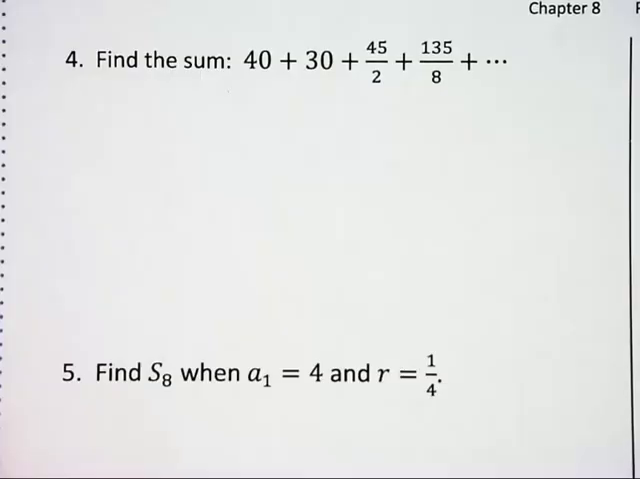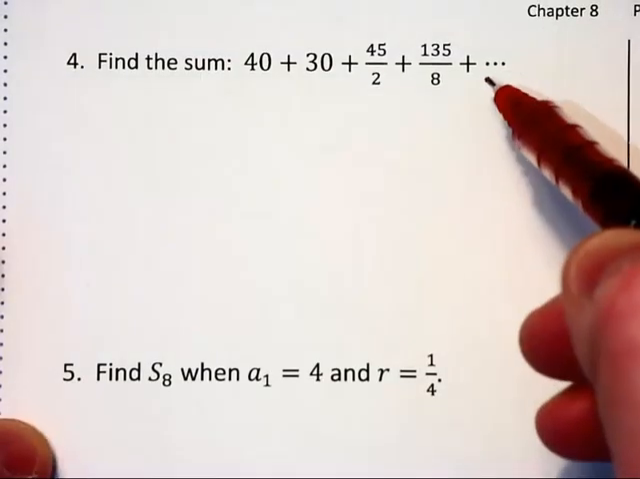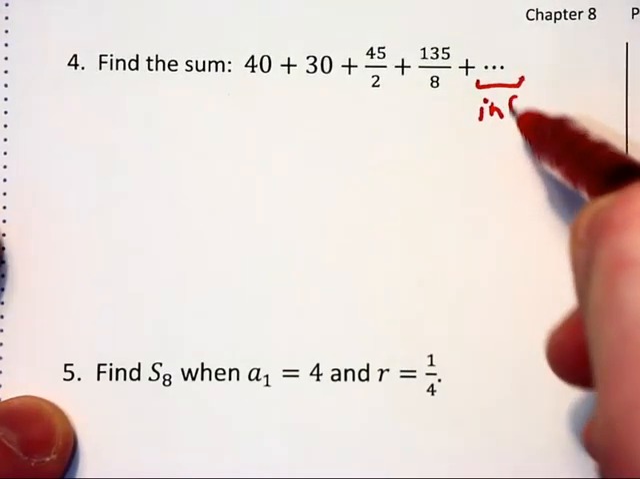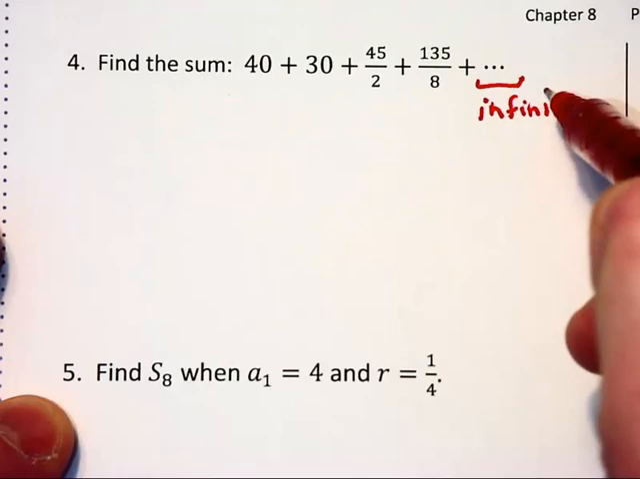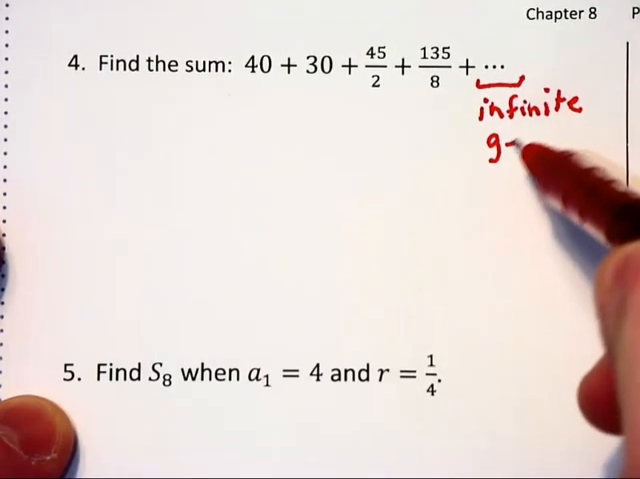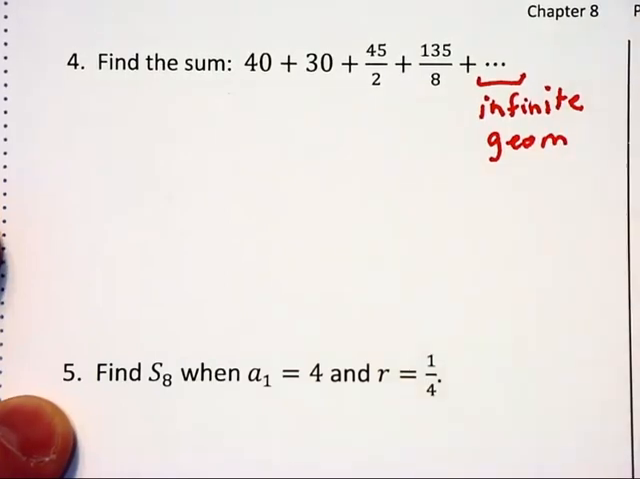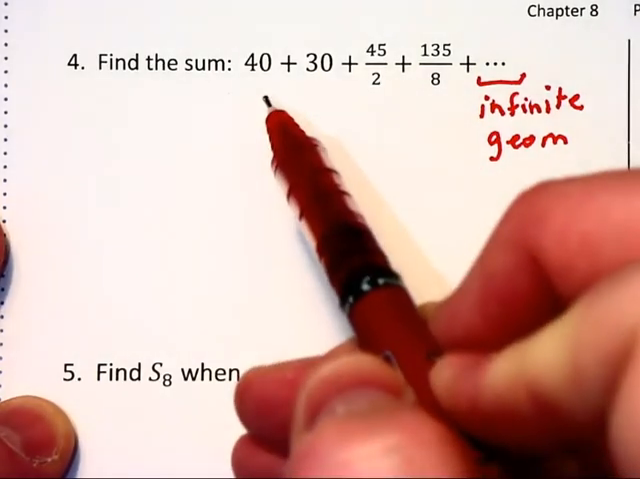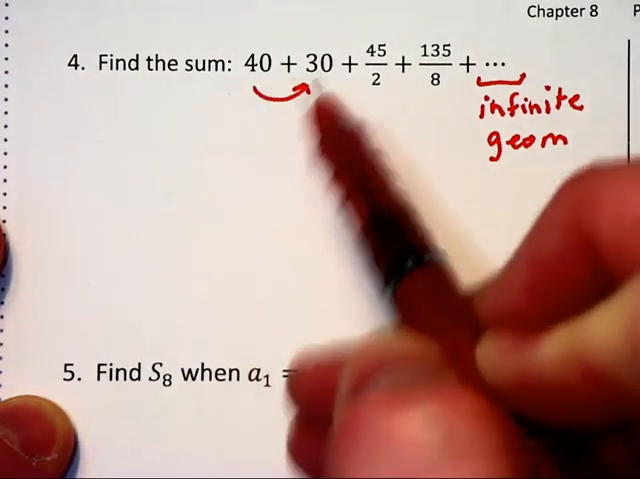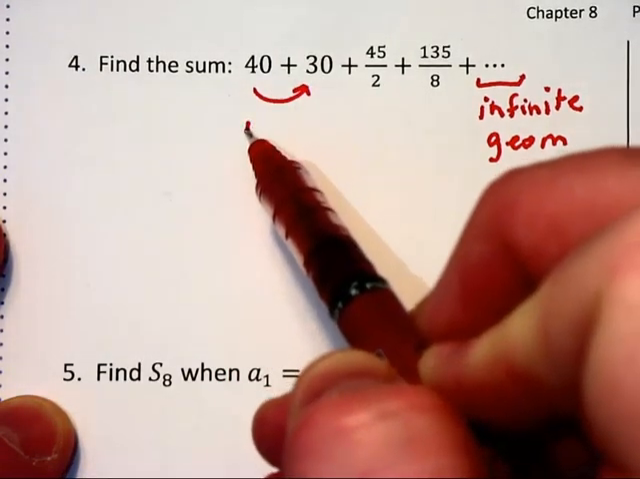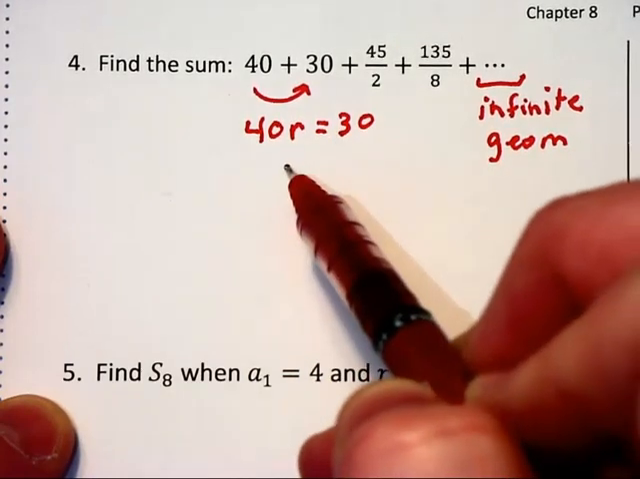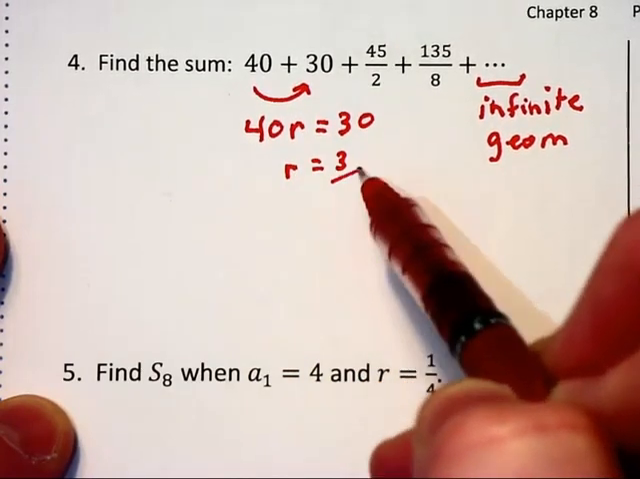To find the sum of the series, the first thing we notice is that we have the ellipses at the end here, which tells us that this is an infinite series. We do not know how to find the sum unless this is a geometric series, so we're hoping that this is geometric. To determine the value of r, we ask what we're multiplying by to go from term to term, and 40 times r equals 30 tells us that r would equal 3/4.